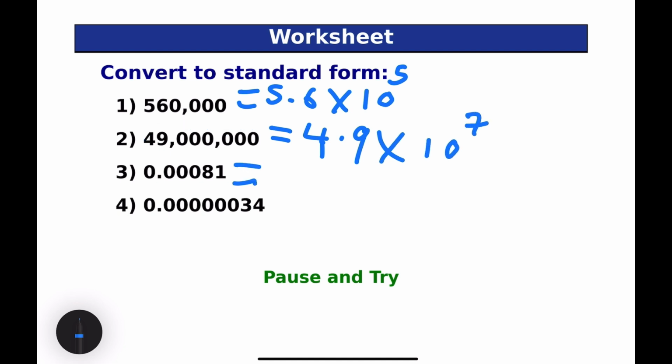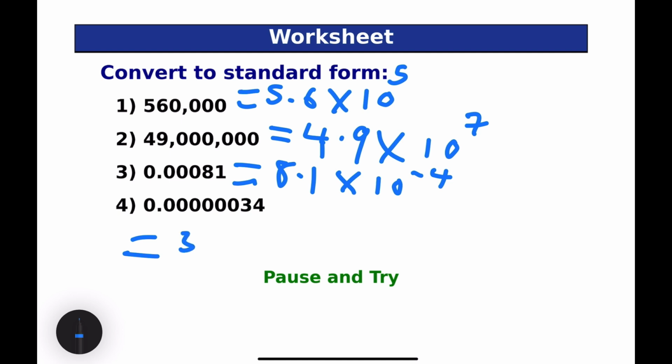Okay, next question. So it's going to be 8.1. As we ignore the zeros, then it's the first non-zero number. So it's going to be 8.1. And how many times have we moved the 8? 1, 2, 3, 4. So it's going to be 10 to the minus 4 as it's a decimal, so it's always a minus.